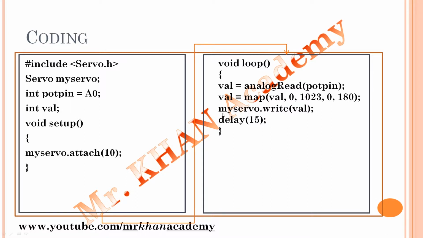That value I'm writing here to my servo, whatever the instance I defined, which I connected to pin number 10. There I am sending the value: myservo.write(val), whatever the val I'm storing between 0 to 180. That angle I'm sending, and after the delay of 15 milliseconds, again the next value will be read. Within the 15 milliseconds, no reading will be read properly. This is all about the coding. Now let's see the demonstration, how it works.